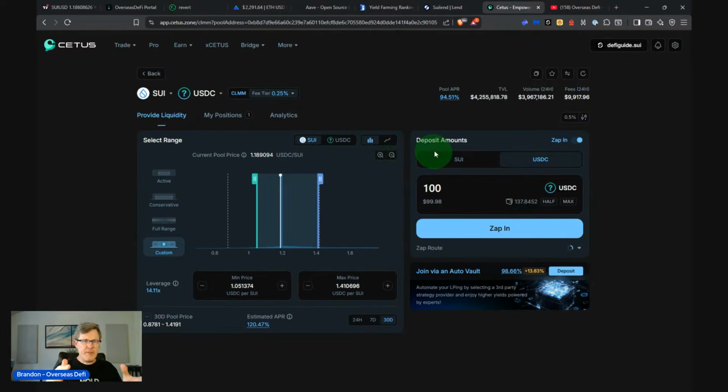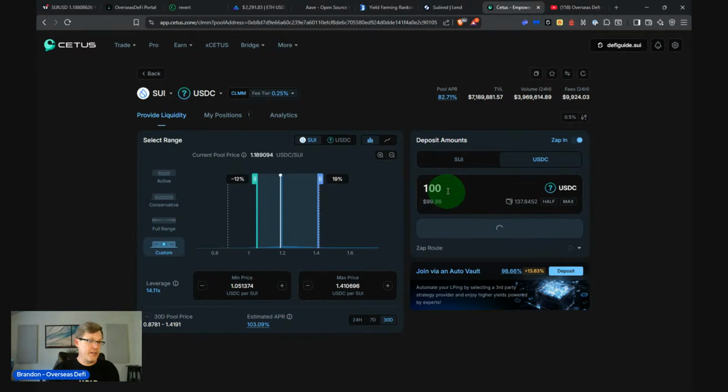So the zapping function takes care of everything. It swaps the correct percentages from USDC into SUI. It loads those two shelves for you and sets up your position. You'll get a lovely NFT in your wallet as soon as the position is open. And again, from that moment, you start earning fees. Now, if you're only putting $100 into there, it's going to be a few pennies. You know, maybe you'll come back the next day and you will have earned, well, let's see.